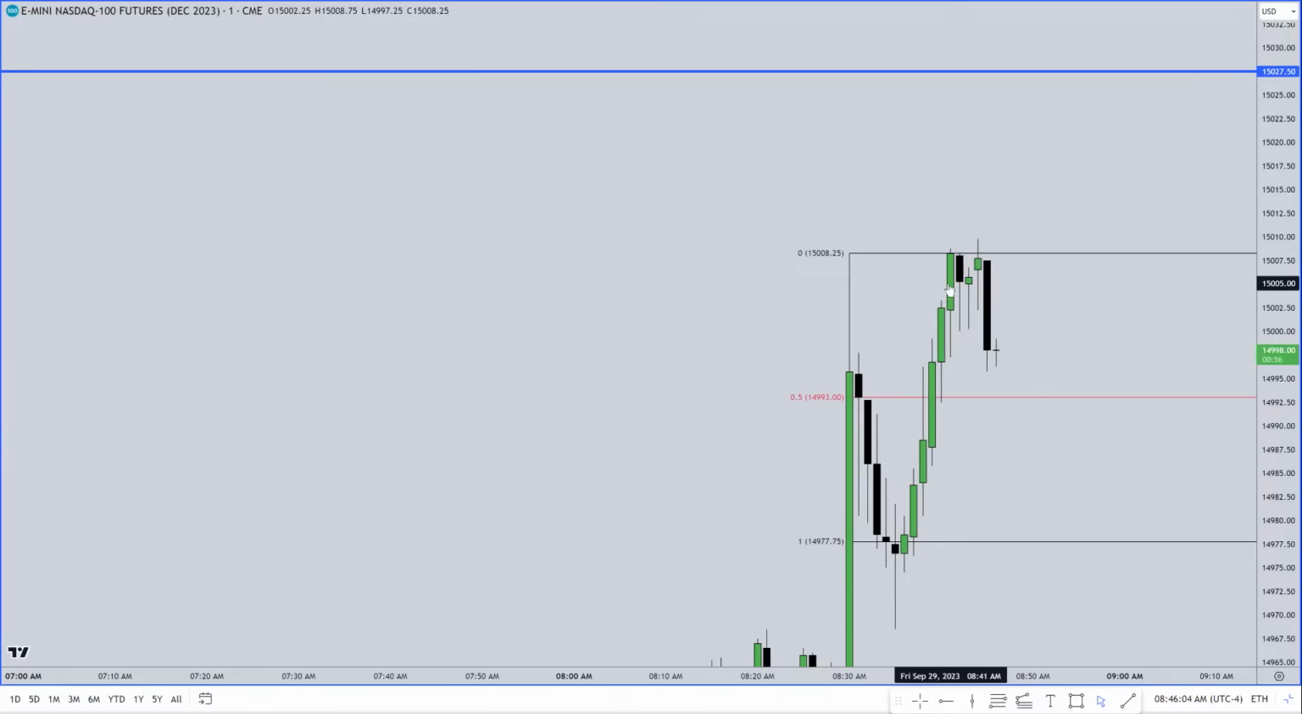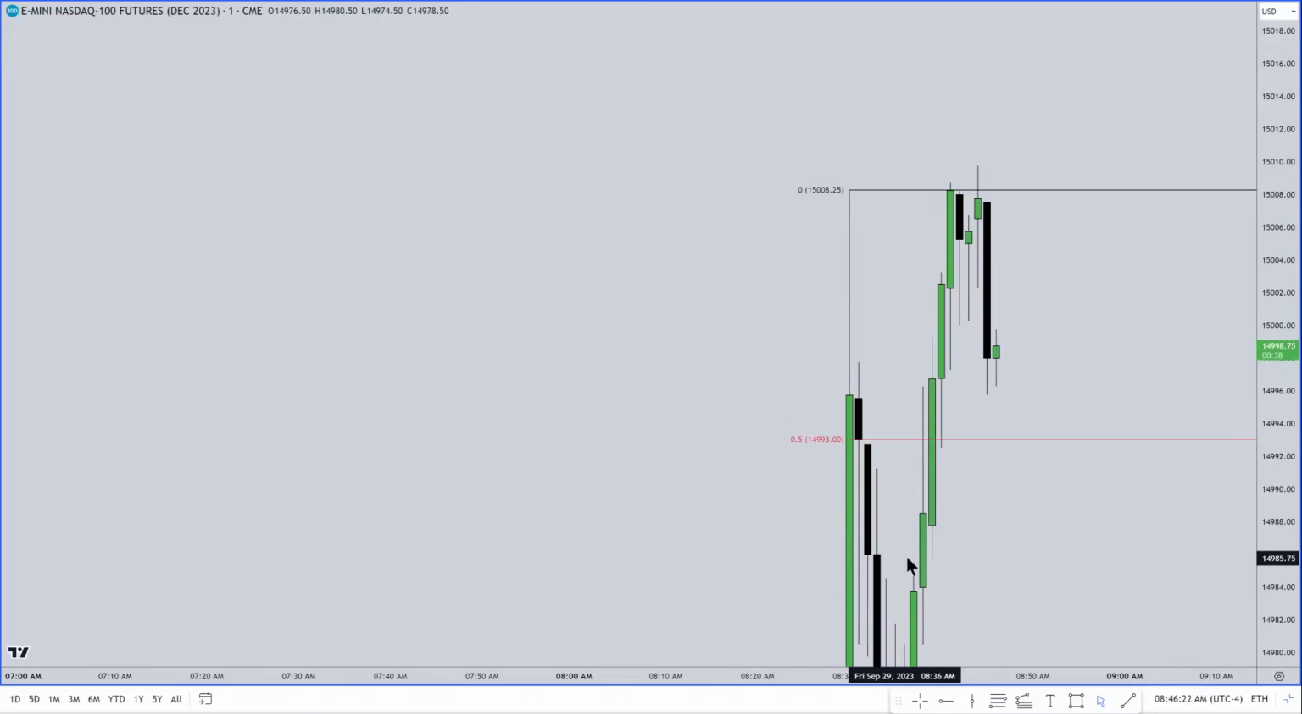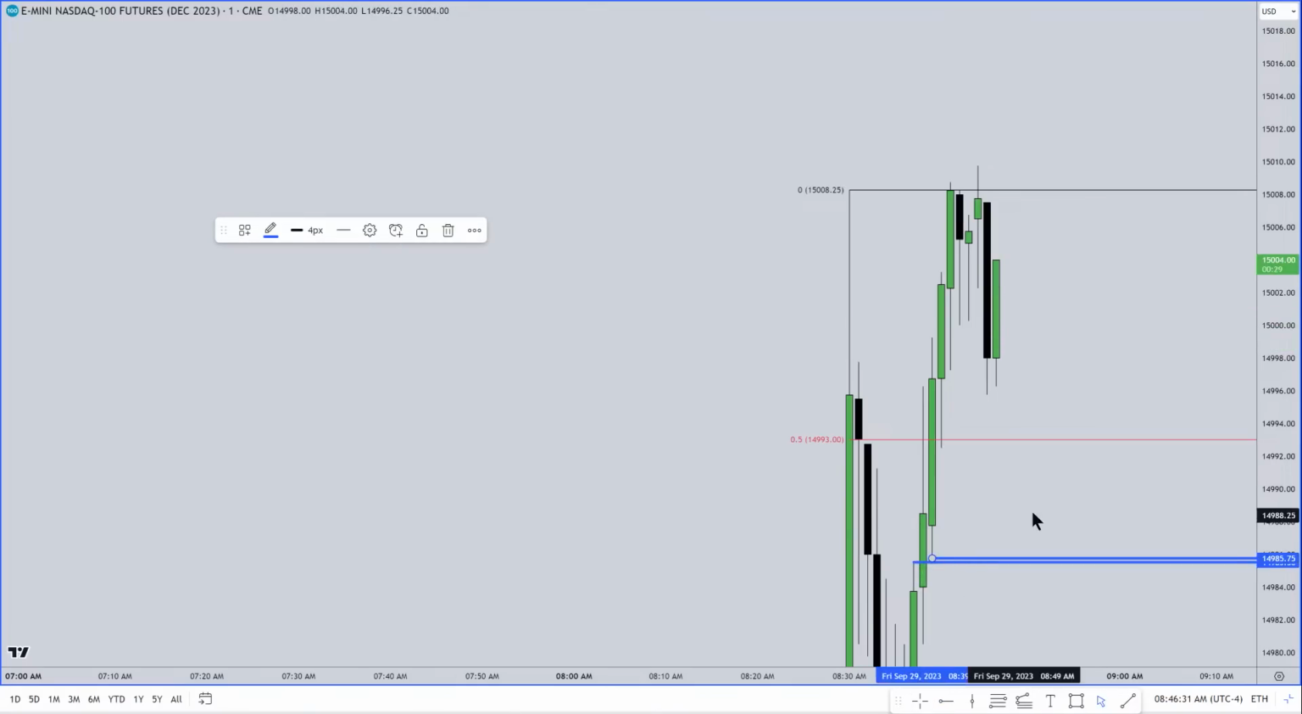From this candle to this candle, no. From this candle to the left, no. From this candle to the left, no. From this candle to the left, no. From this candle to this, yes. You see it? That small little one right here. See that? This is the only inefficiency in this price run here.